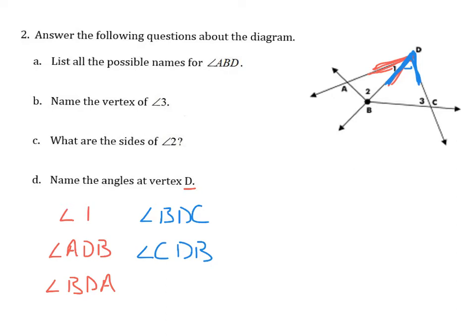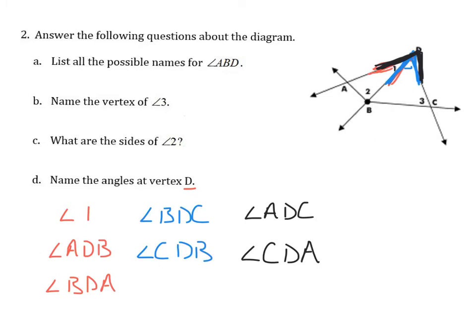And the last one I'm going to go with is the large angle that contains both of them. So it's going to be this angle right here. Now, once again, I can't use a number to name it, but I could call it angle ADC or angle CDA.